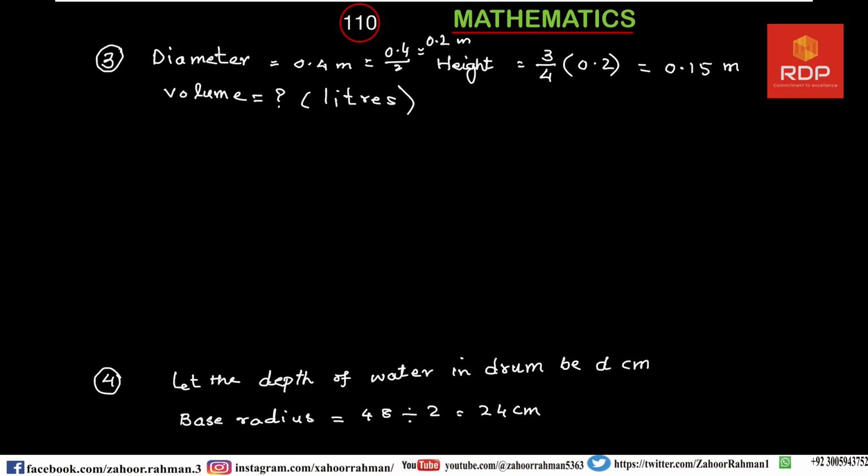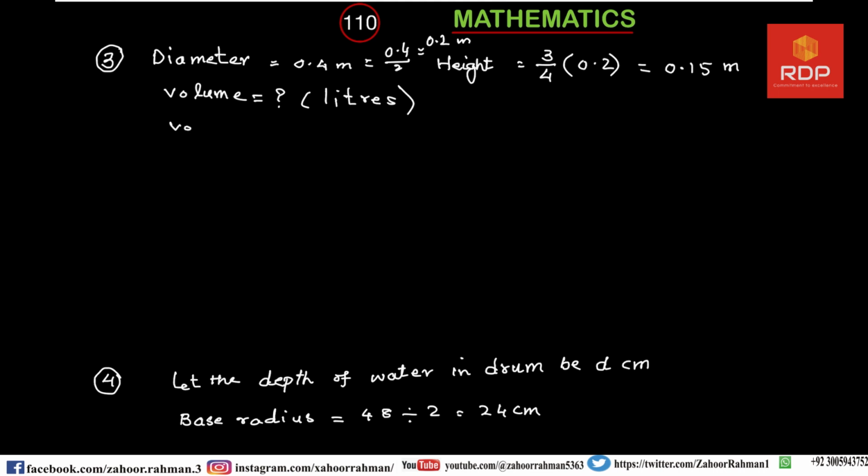So I wrote height is equal to 3/4 into base radius, and base radius is 0.2 meter. When we solve this, we will get 0.15 meter. Now the question is saying find the volume of cylinder, giving your answer in liters. So we have to find the volume in liters.